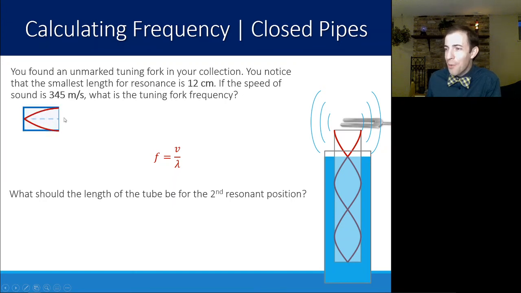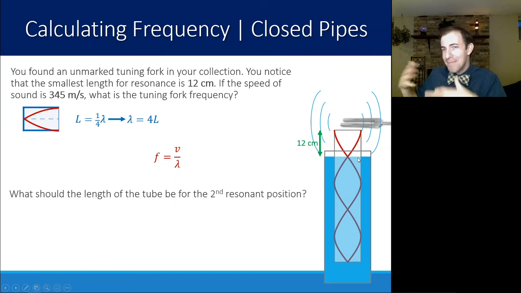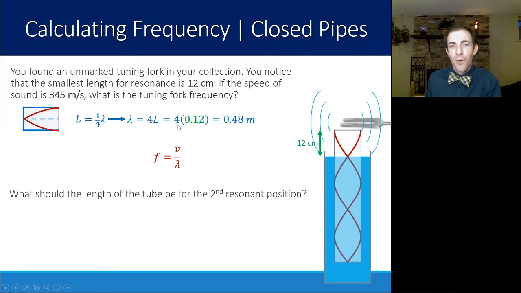So let's look at what that harmonic wave drawing looks like. This, we said, was a quarter of a wavelength, which means the length, 12 centimeters, here is going to be multiplied by 4 to get the wavelength. This 12 centimeters is measured from the open end to the closed end, in this case just the surface of the water. So 12 centimeters converted into meters is 0.12. So 4 times 0.12 is 0.48. That is the wavelength of this wave.